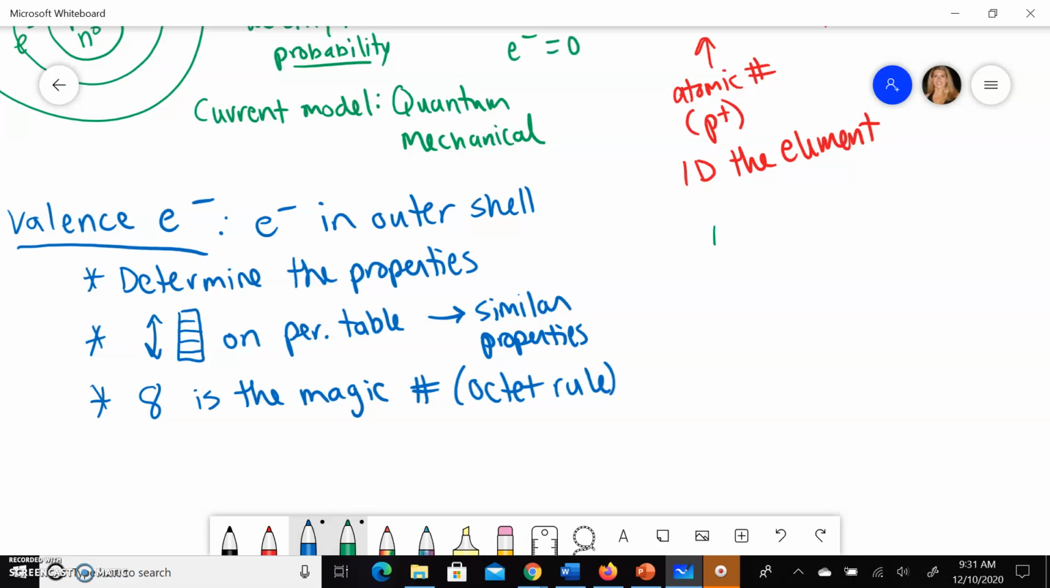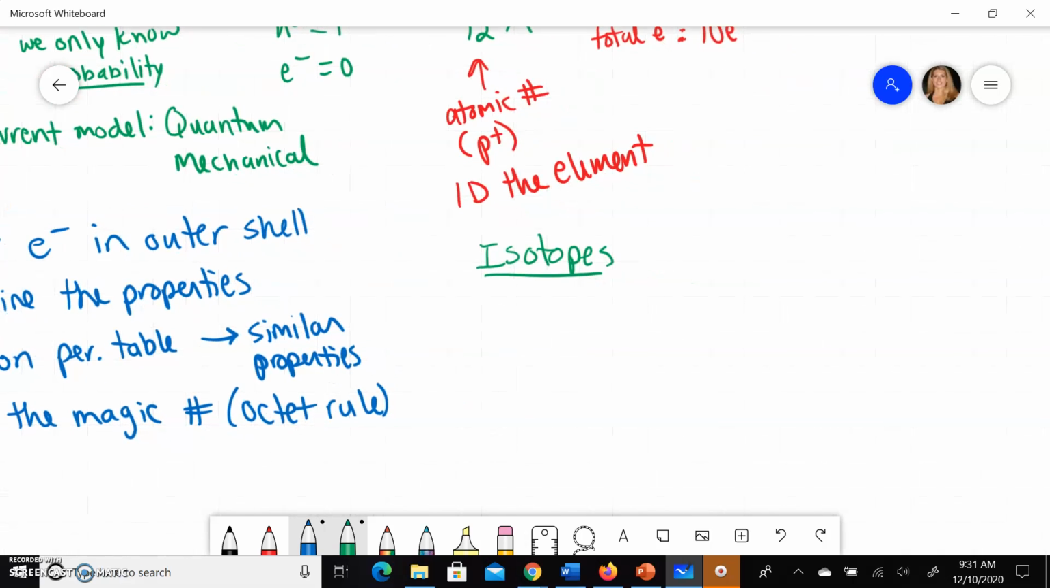The next thing you need to know are 2 words that both start with I, and you don't really use either one of these in your everyday life. So it's helpful to review them. The first one is isotopes. Isotopes are elements that are the same. So if we have 2 elements of carbon, in order to be carbon, they have to have 6 protons, so they have the same atomic number. But they don't have to have the same neutrons, and neutrons do weigh something.